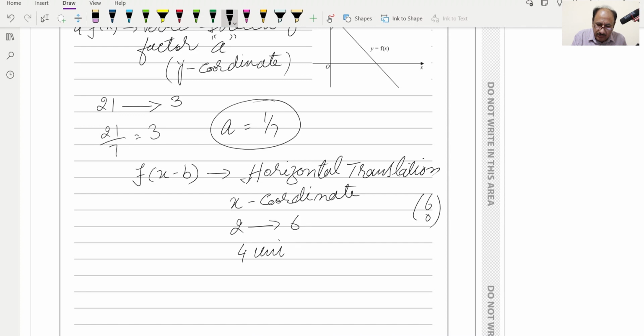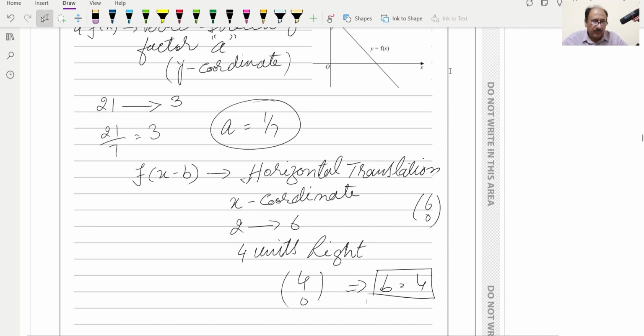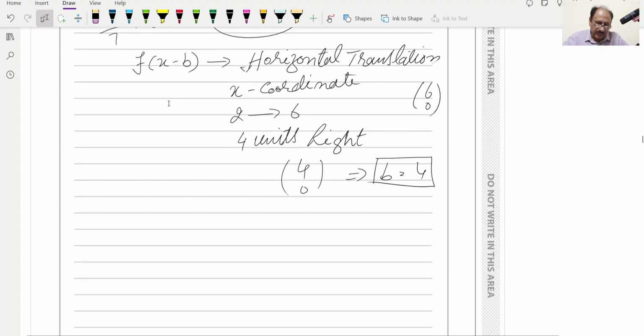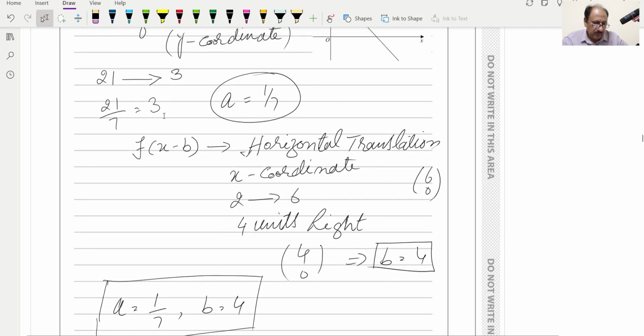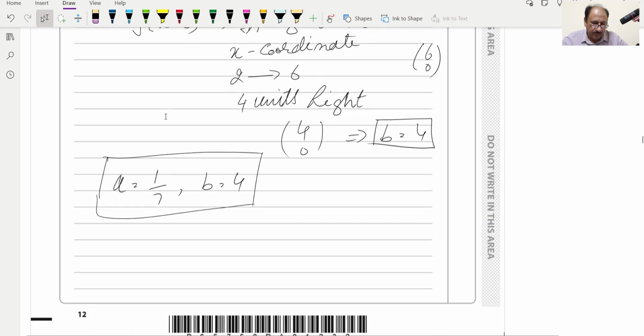4 units right. So 4 units right means what? Transformation will be 4 and 0, and this implies b value will be equal to 4. So we can write a value is equal to 1 over 7 and b value is equal to 4. This will be the required answer which we have done. This was basically D part, the final part of this question.